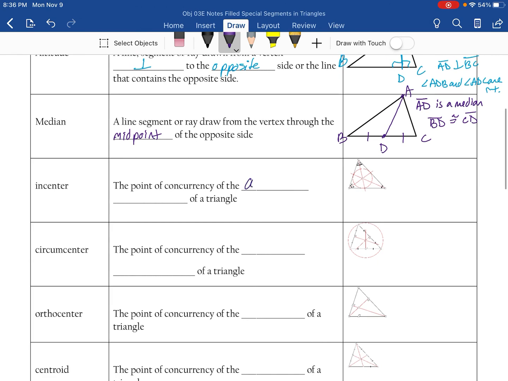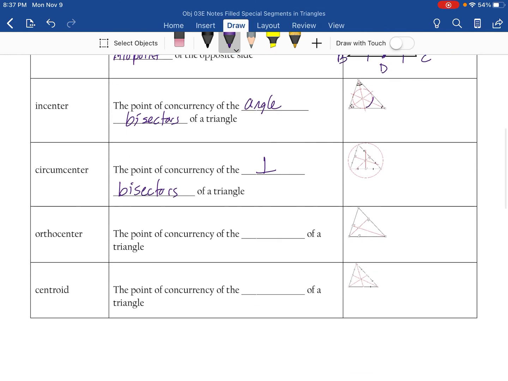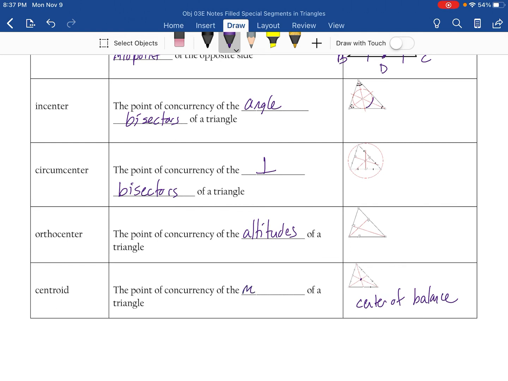Excuse me. The incenter is the point of concurrency of the angle bisectors. And so it creates a circle on the inside. The point of concurrency of the perpendicular bisectors is the circumcenter, and that's where you have the circle on the outside. The orthocenter is the point of concurrency of the altitudes. And the centroid is actually your center of balance, and it's the point of concurrency of the medians. And if we were live in class, it would be a lot more interesting, but I'm going to warn you before, this is just a few more factoids.